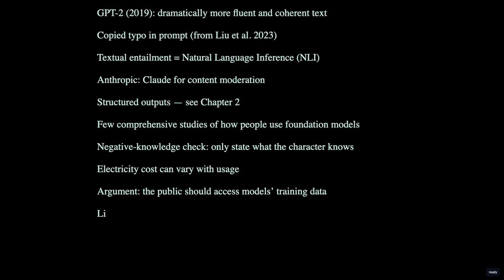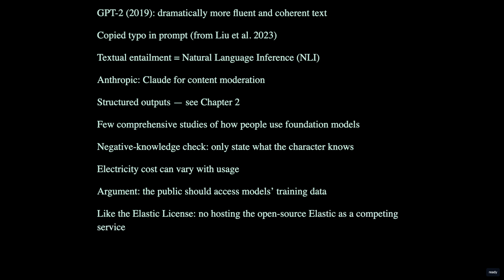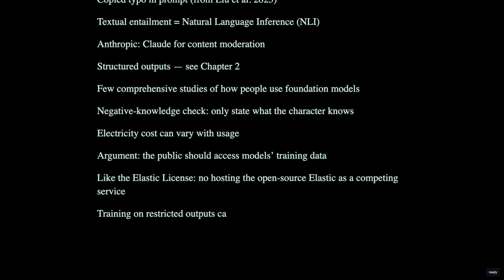This restriction is essentially the same idea as Elastic's license. It stops companies from taking the open-source Elastic distribution and offering it as a hosted, competing service, which prevents cloud providers from undercutting the original platform. A model's license alone doesn't guarantee you can use its outputs to train or improve other models.